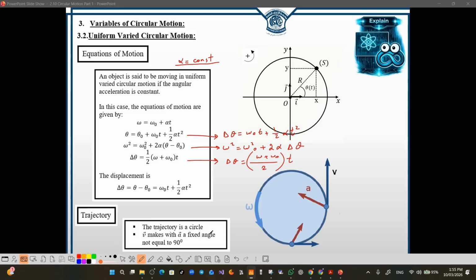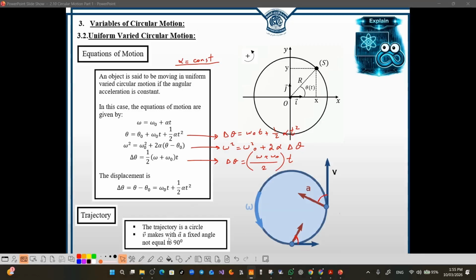Now the trajectory, again, is a circle, but this time V makes a fixed angle, but not equal to 90 degrees. So the same angle, but not 90 degrees. So A is not toward the center anymore, but V is still tangent to the path. And here I'm talking about the velocity and acceleration, not the angular velocity and the angular acceleration.